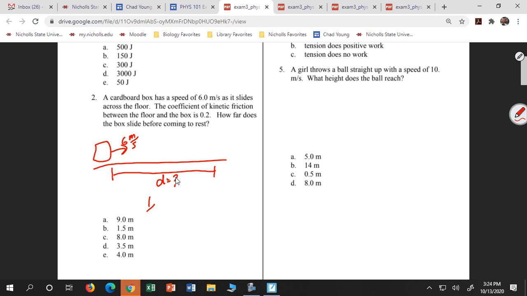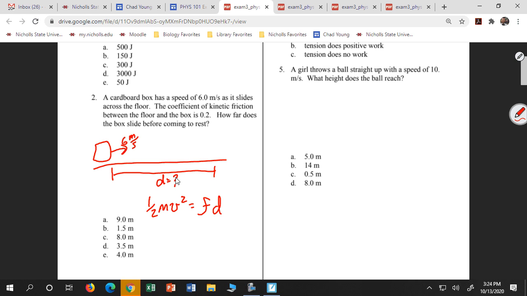So 1/2 mv squared, that's its kinetic energy, will be equal to the work done by friction, which is going to be F times d. That's the framework that we're starting with. This is the work energy theorem. My work causes a change in energy. The work done by frictional forces is changing the kinetic energy.